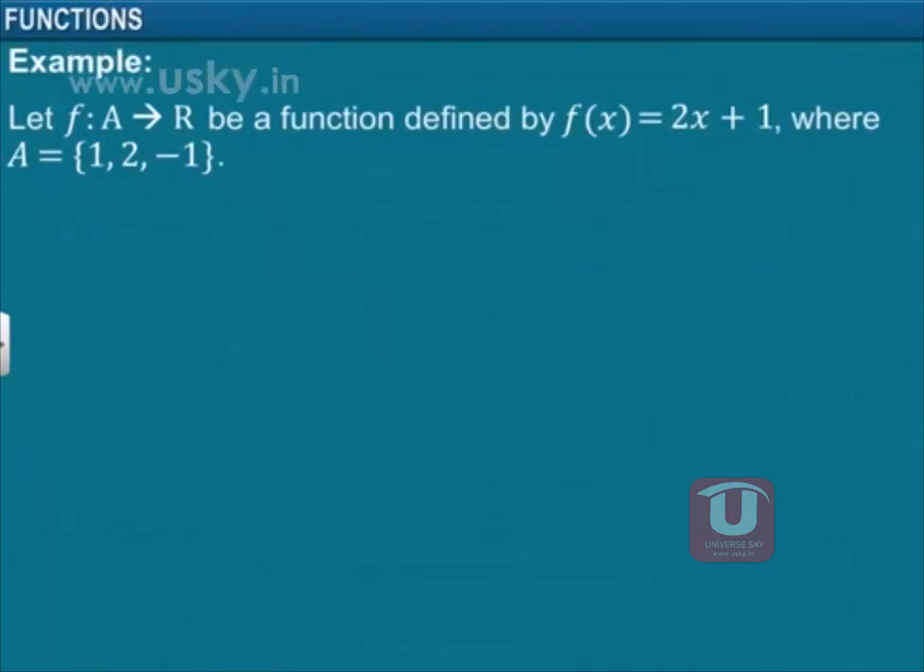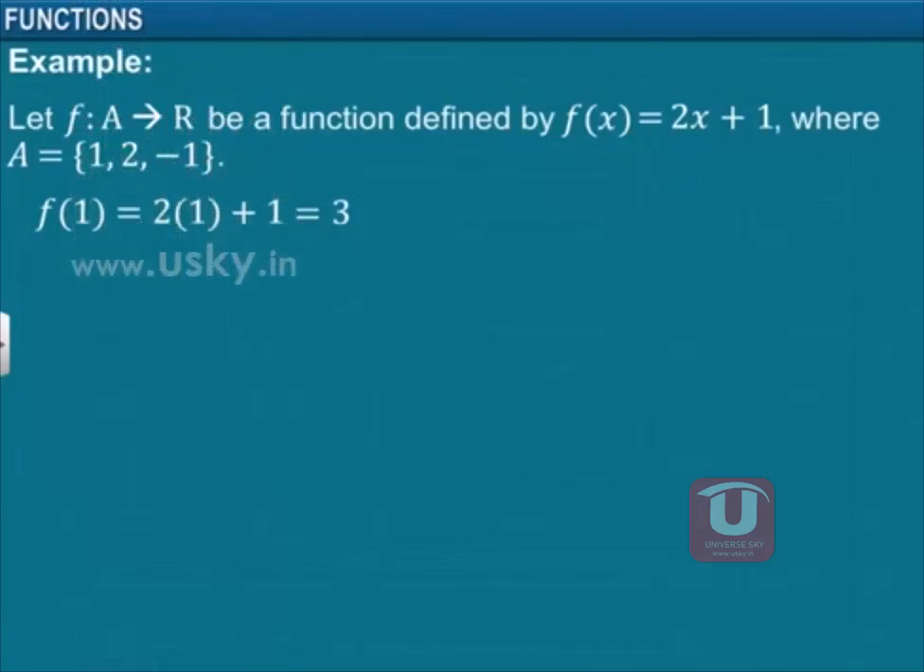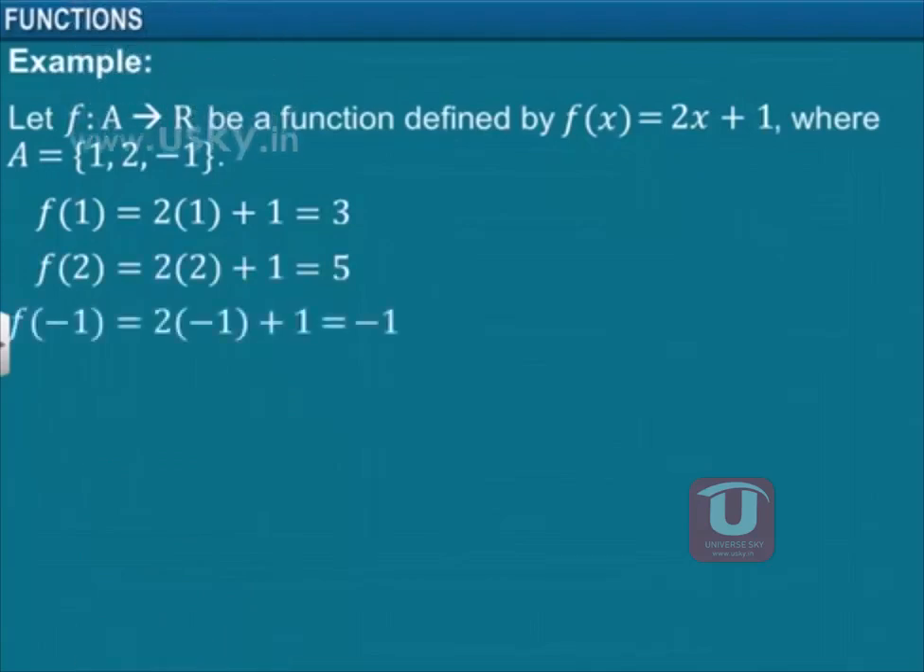Let us find the ordered pairs satisfying function f. f(1) = 2 into 1 plus 1. This is equal to 3. f(2) = 2 into 2 plus 1. This is equal to 5. f(-1) = 2 into minus 1 plus 1. This is equal to minus 1. This implies that the ordered pairs (1, 3), (2, 5) and (-1, -1) are the elements of f.